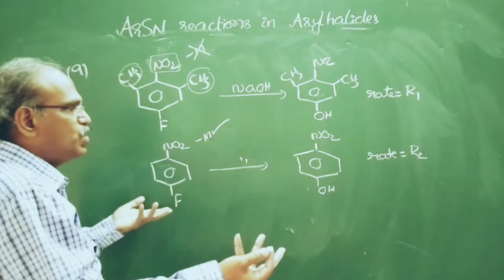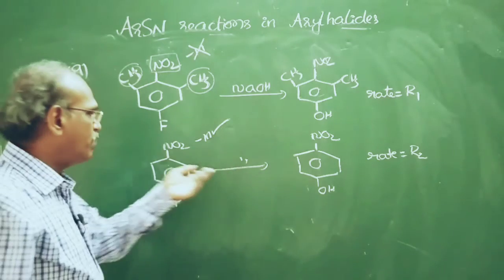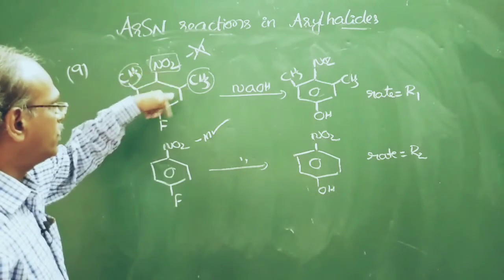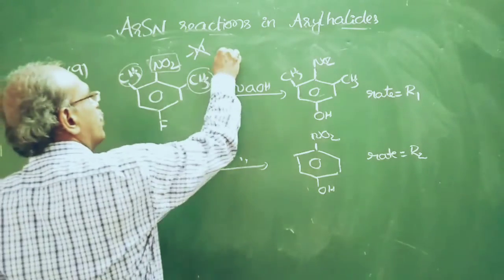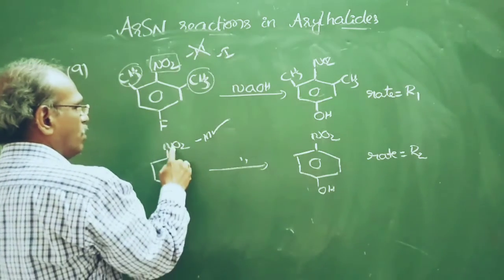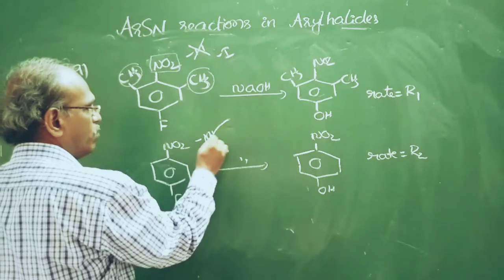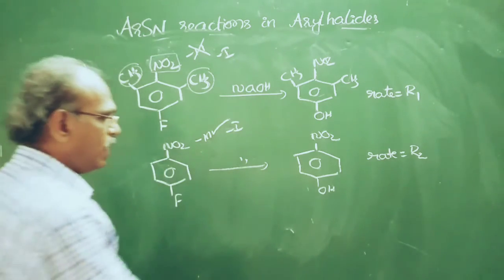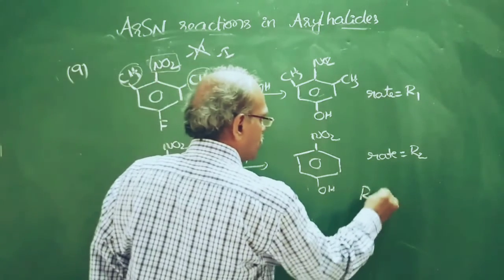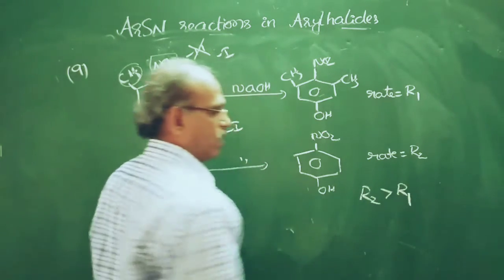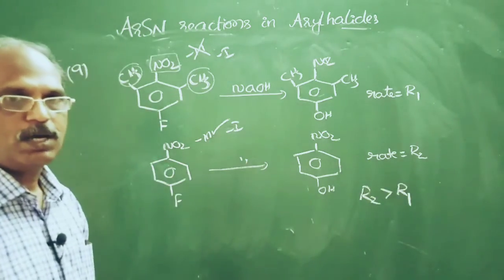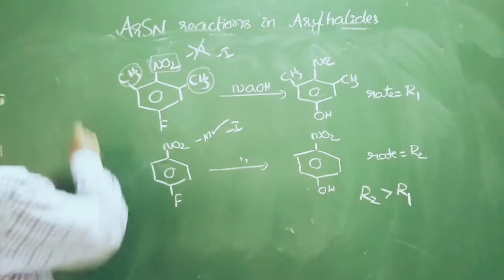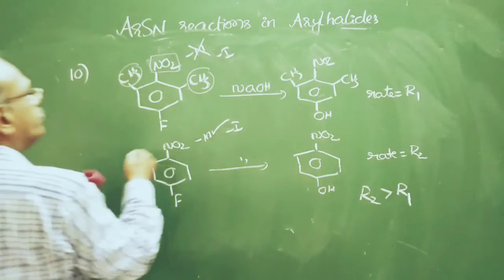So clearly which is fast? The second one. Because here the intermediate is stabilized by minus M. Here the intermediate is stabilized by the minus I effect of NO2 only. But here the intermediate is stabilized by both minus M and minus I effect of NO2. So clearly R2 is greater than R1. Okay. Finally, let's see one more conceptual question.